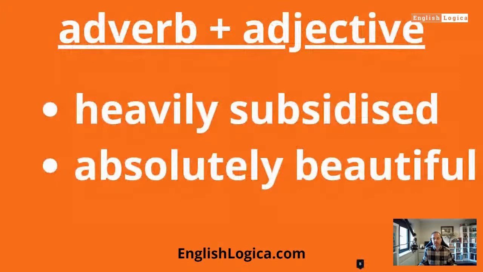So first we have the adverb and adjective. And here are just two very, very popular collocations using an adverb and an adjective. Heavily subsidized. You'll hear that a lot maybe in politics or in government talks about some welfare systems or things to do with healthcare and things like that. The next one is absolutely beautiful. Now, absolutely you'll find used a lot in the English language, and it's an emphatic term just to say that something was very beautiful or very whatever it's attached to.